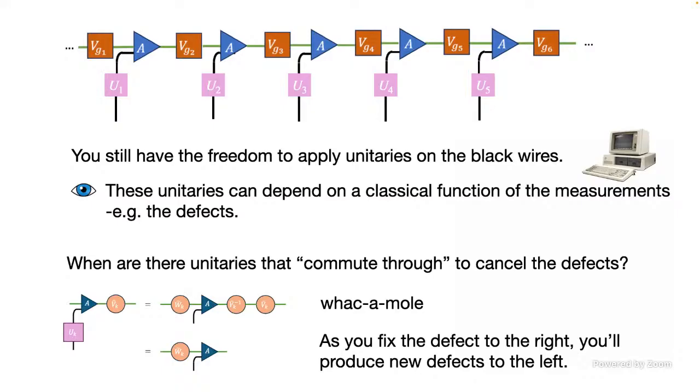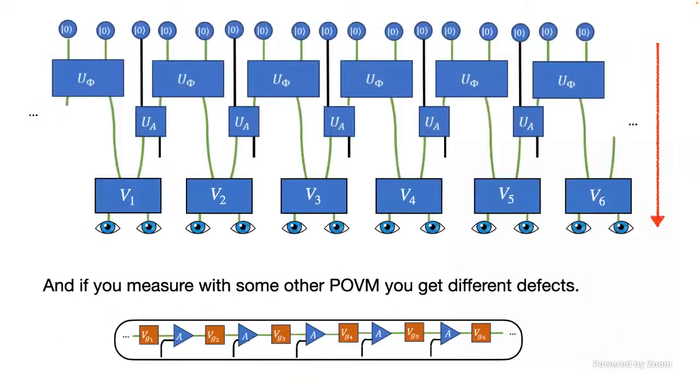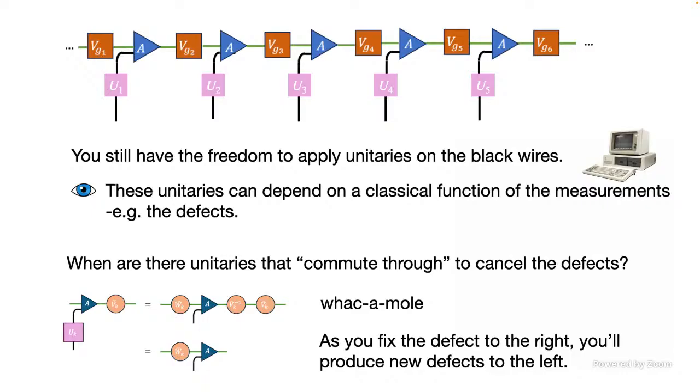And now the unitaries you choose to apply could depend on the defects, which is to say, it could depend on what these measurements were. In fact, it should. If you got all 0s, you declare success. If you don't get all 0s, your classical computer turns and makes some decision. And so what are you going to do? Well, it's a little bit of whack-a-mole.